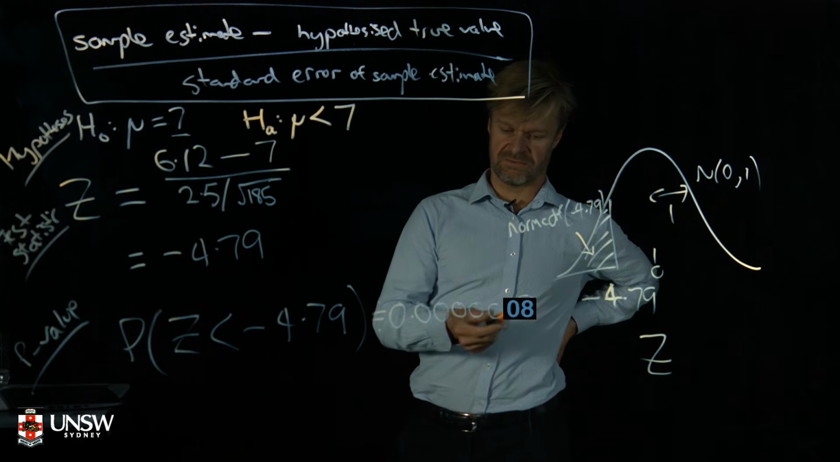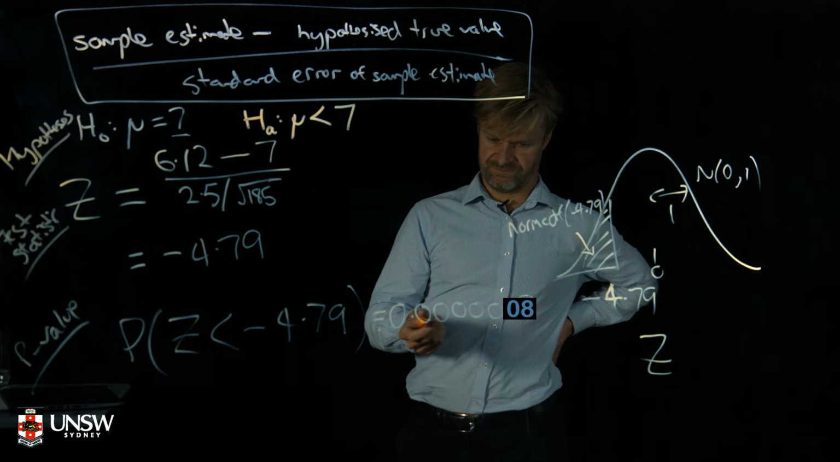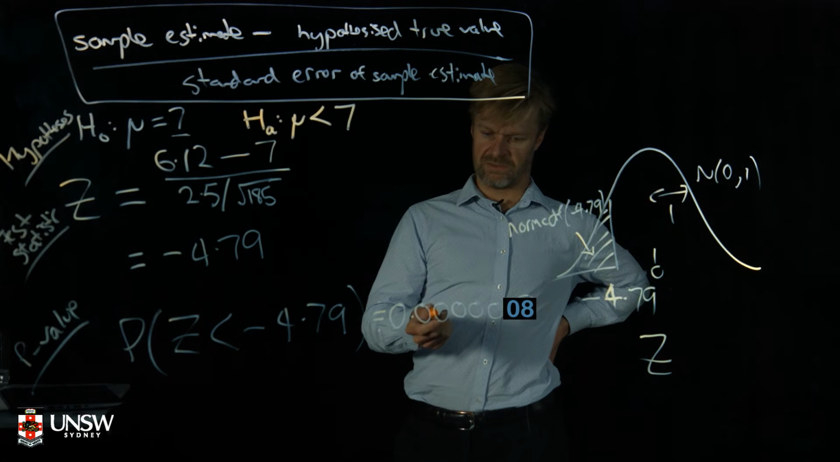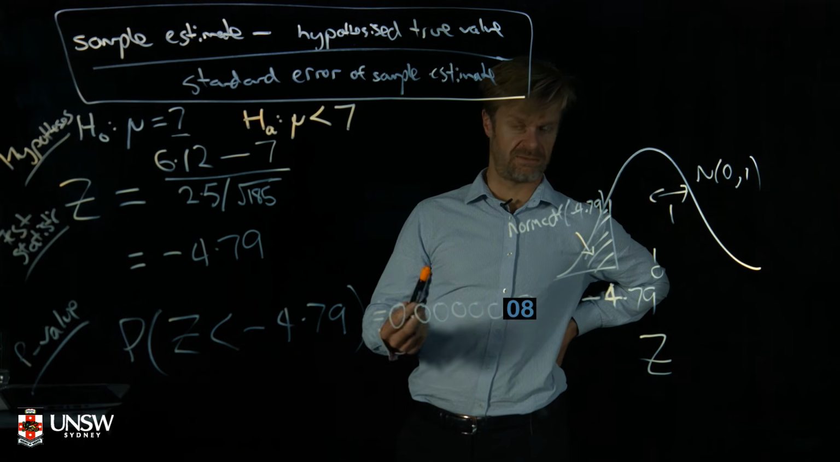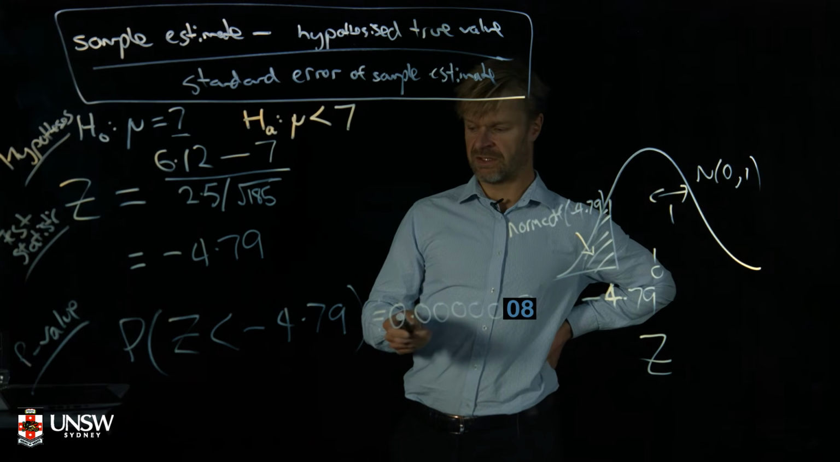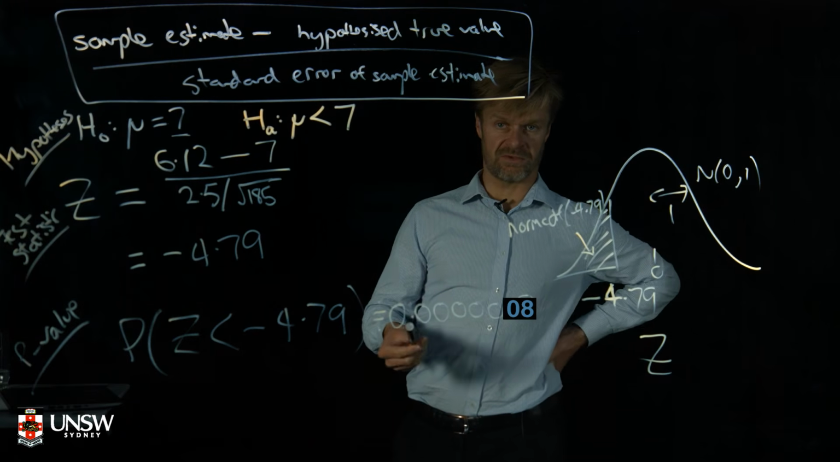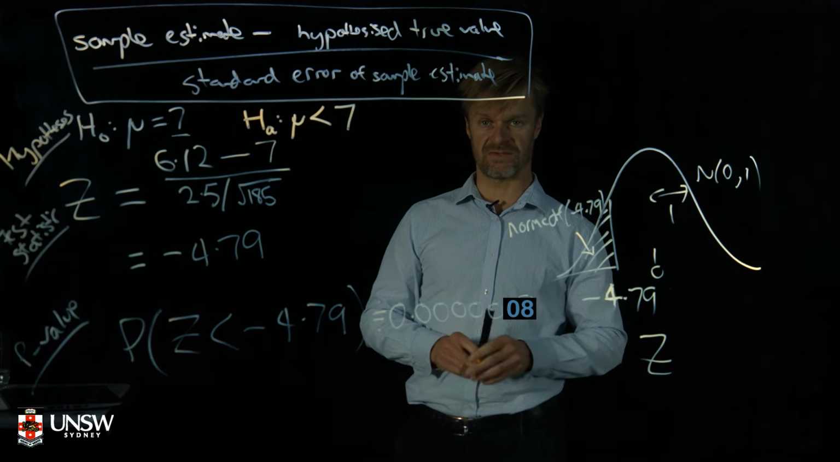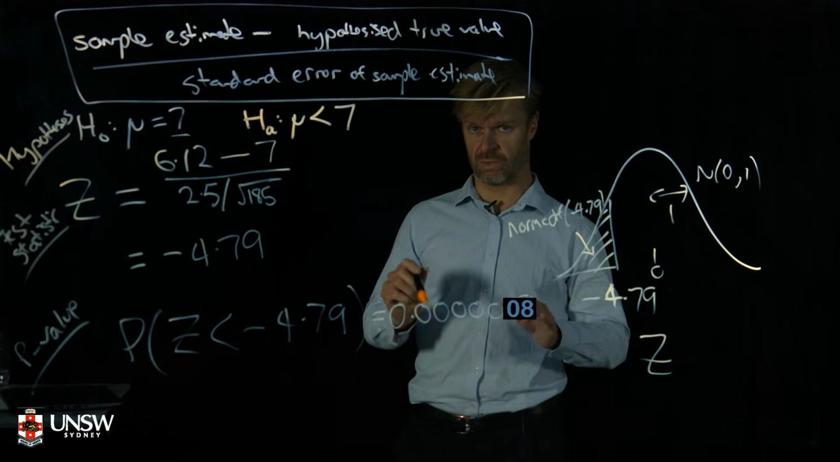So this is like really small, isn't it? It's like 1 in a million, a little bit under 1 in a million. This is about the same as if I had tossed a coin and got 20 heads in a row. 20 heads in a row.